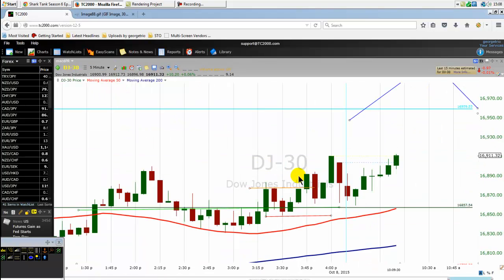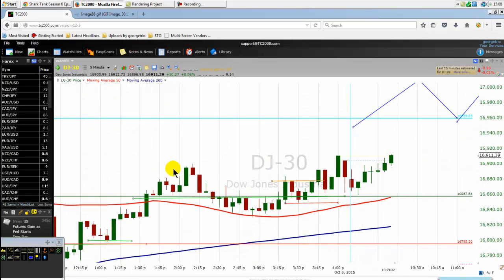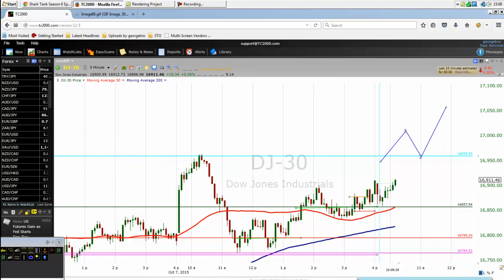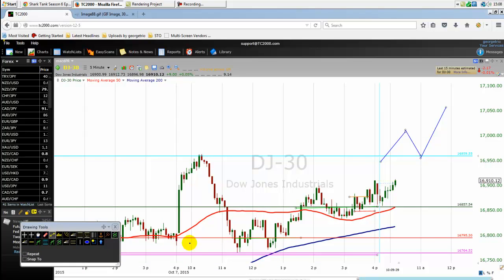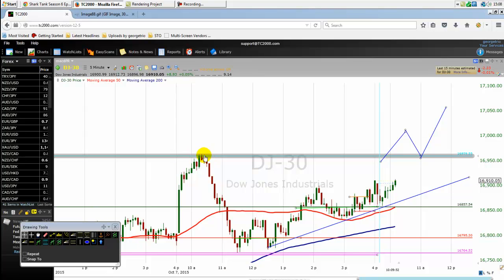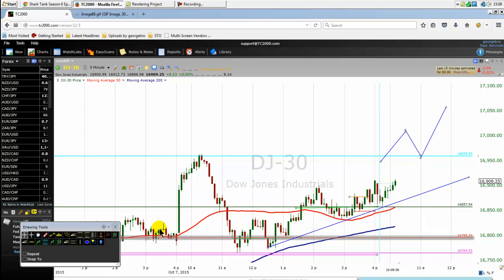All right, so on the 5-minute time frame, I'm going to draw a channel. Okay, so we have a low here, a higher low being formed. And remember this level. It's the safest place to be bullish, to break above it.